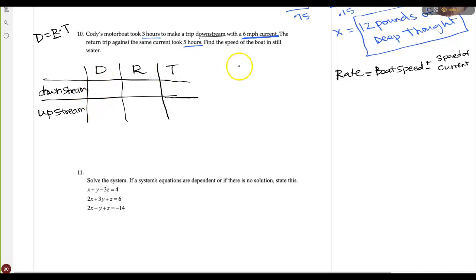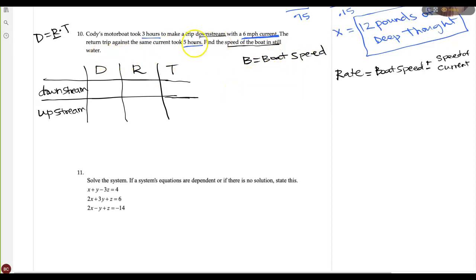The thing it's asking me is to find the speed of the boat in still water. That's the specific thing I'm trying to find, so I know that's one of my variables that I've got to define. On this one, I'll just put B is the speed of the boat, just put it as boat speed. That's the variable I'm going to use for that.